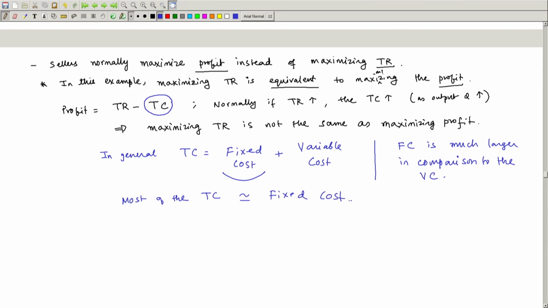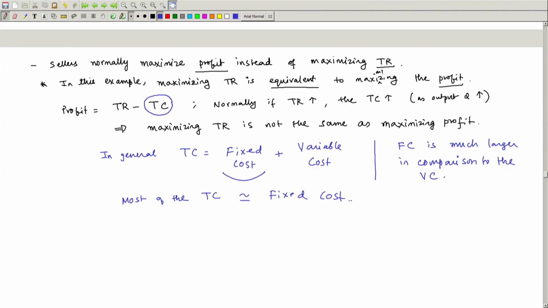And by definition, fixed cost does not depend on the quantity, right? Now think of whether there is one person sitting in the movie theater, or let's say there are 500 people sitting in the movie theater. So the fixed costs are independent of whether there is one person or 500 people. Because most of the cost is the fixed cost, your profit is total revenue minus the fixed cost, where the larger component is just the fixed cost.